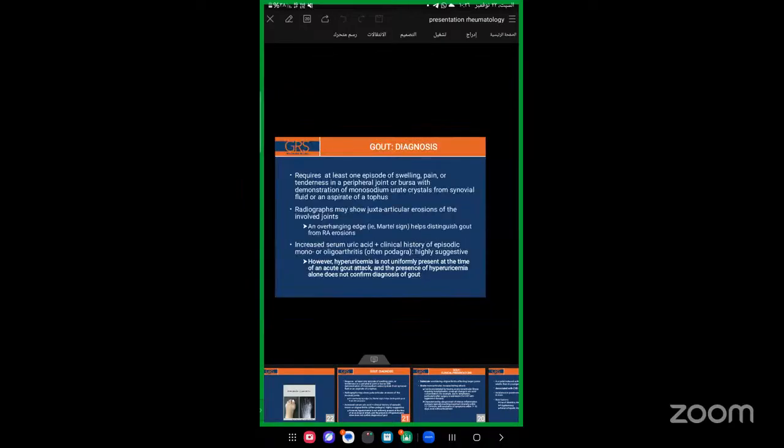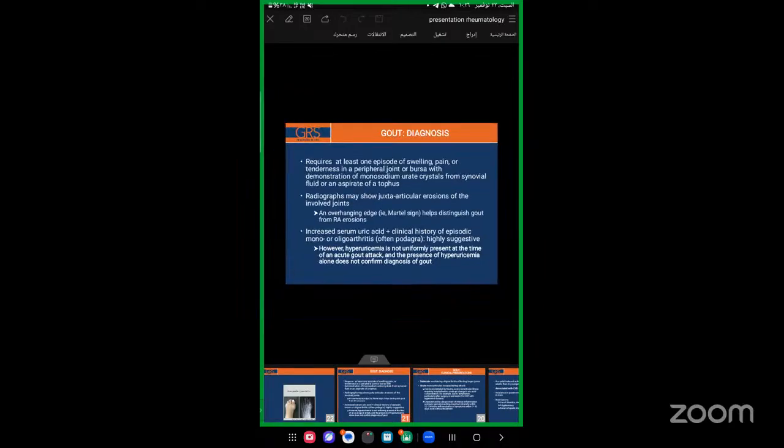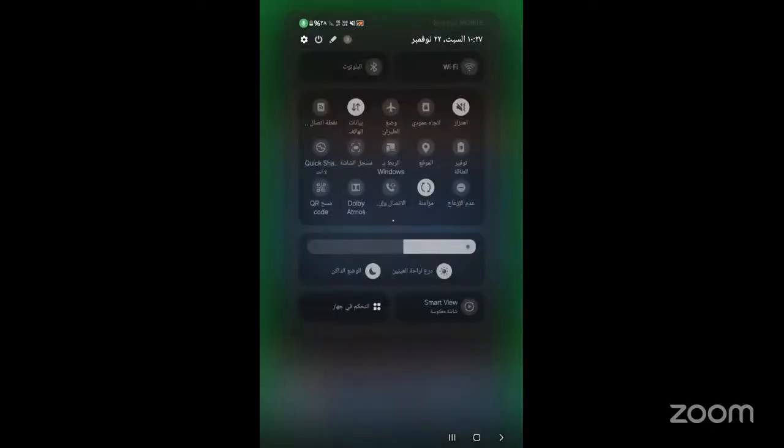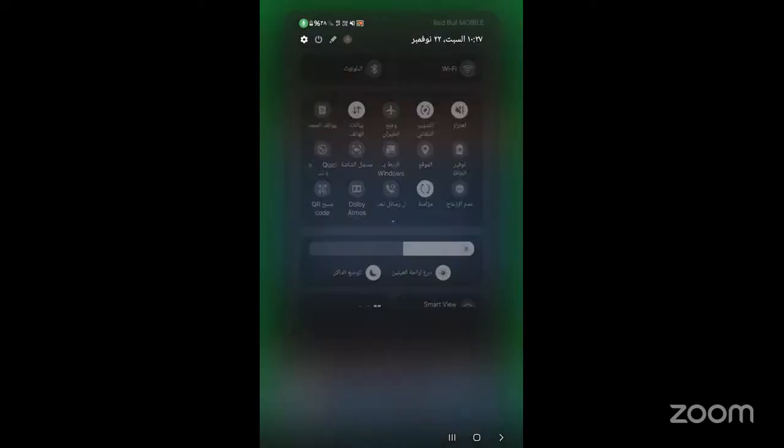Dr. Ruwa, excuse me. Yes. Can you also flip your phone sideways so the screen will be full size? Thank you. That's okay.